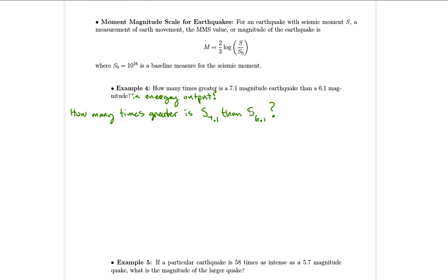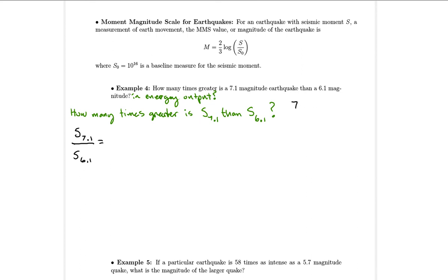All right, so when you talk about how many times greater is one thing than another, that should involve division, right? Or in other words, how many times does this one fit into this one? So the strategy here should be, let's take S 7.1 divided by S 6.1. Okay, but the problem is we don't know either of those. However, what we do know is the magnitude associated with each of these seismic moments, right?